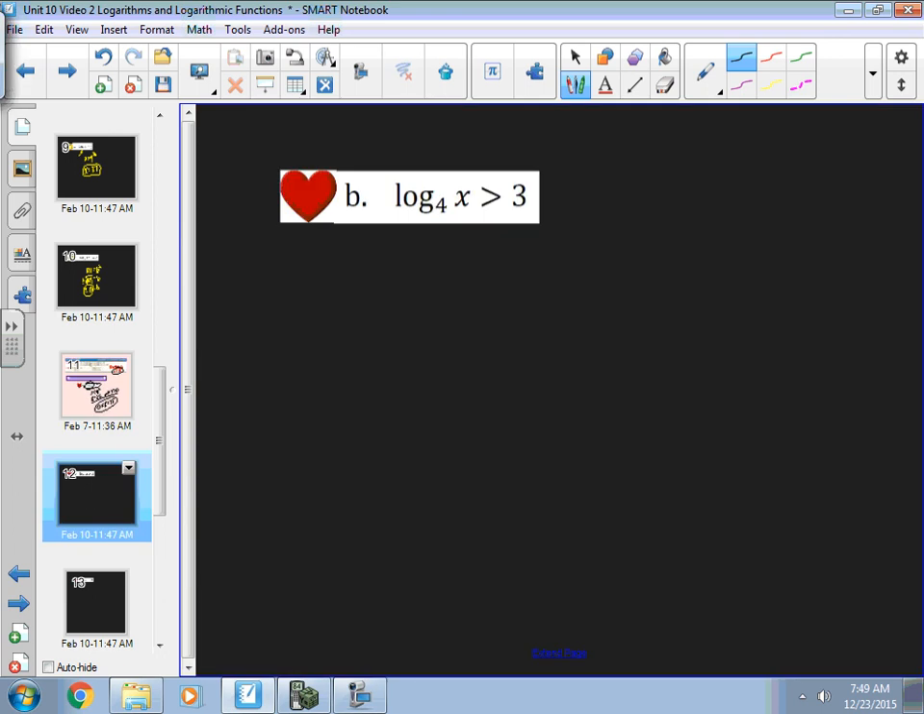Let's try another one of those. On this one, change again to exponential form. So whatever you're taking the log of stays there, the symbol stays the same, base is 4, that means our exponent is 3. x has to stay greater than 4 to the third power, which is 64.